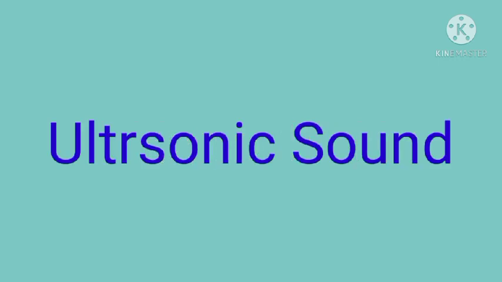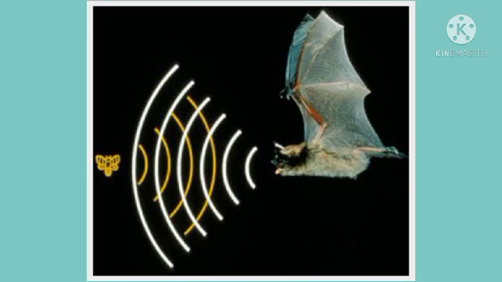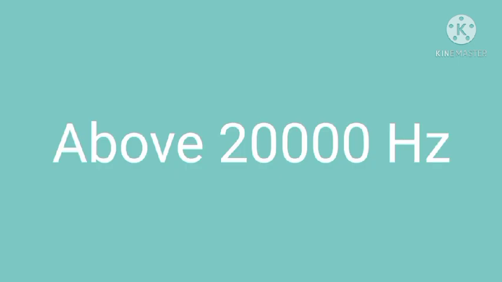Next is ultrasonic sound. Have you seen a bat flying at night? It produces sound when it flies. Can you hear the sound? You cannot, because the frequency of that sound is above 20,000 Hz. And as I told you, human ears can hear sound up to 20,000 Hz only, but the bat produces sound higher than 20,000 Hz. That's why it is not audible. The frequency of ultrasonic sound is above 20,000 Hz and it cannot be heard by humans.